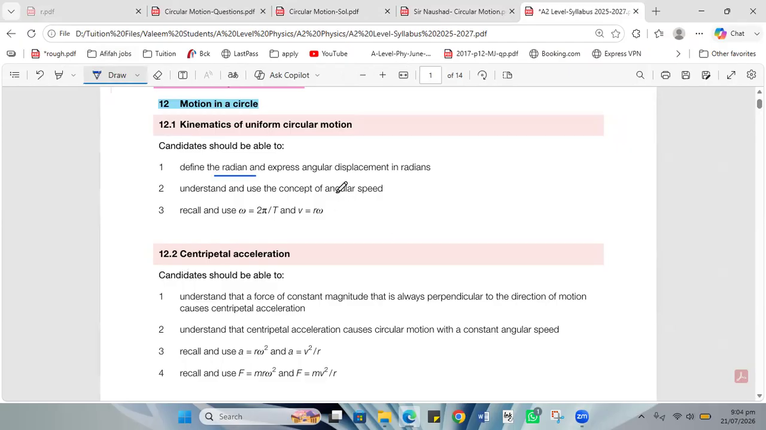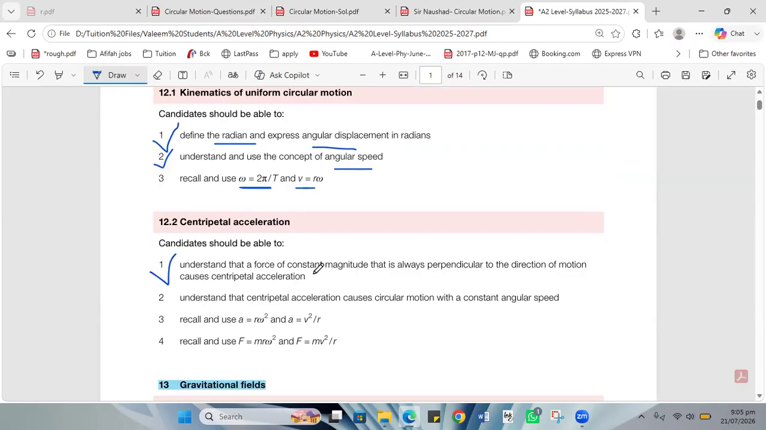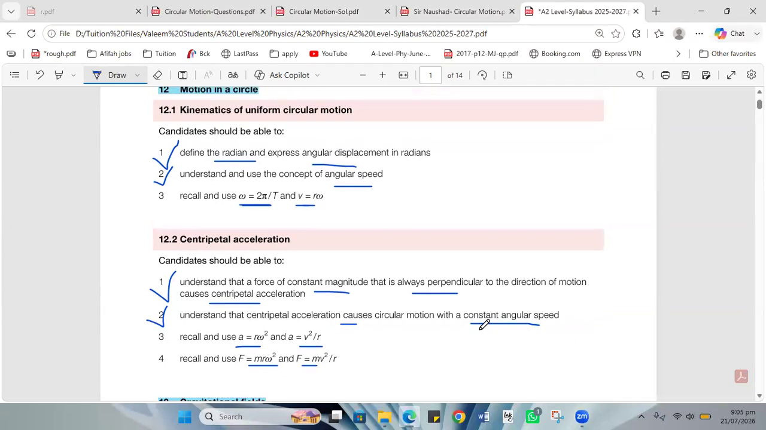See, define radian, express angular displacement in radians, done. Understand and use the concept of angular speed. Recall the use of this formula: omega is equal to 2 pi upon T and v is equal to r omega. Understand that a force of constant magnitude, always perpendicular to the direction of motion, causes centripetal acceleration. Understand that centripetal acceleration causes circular motion with constant angular speed. Recall these formulas. So basically, we have done all the points in the syllabus.